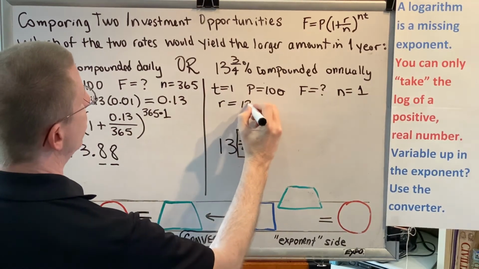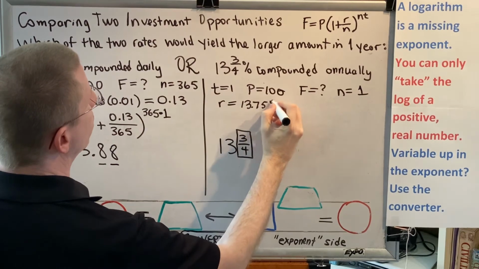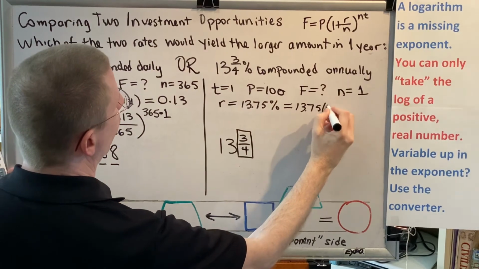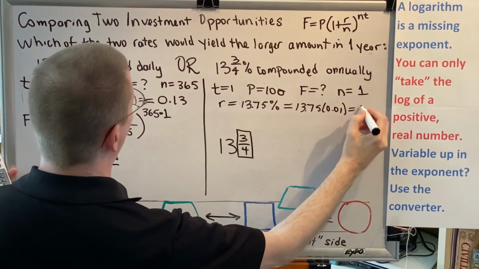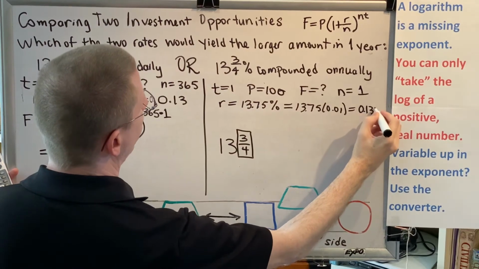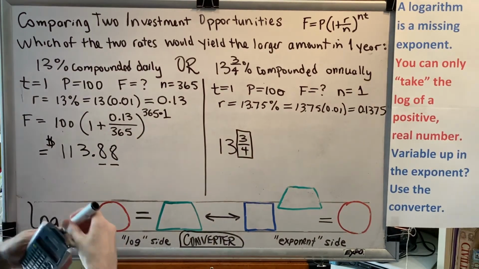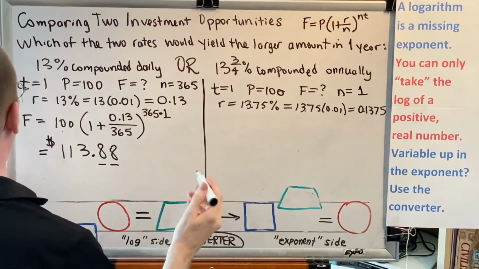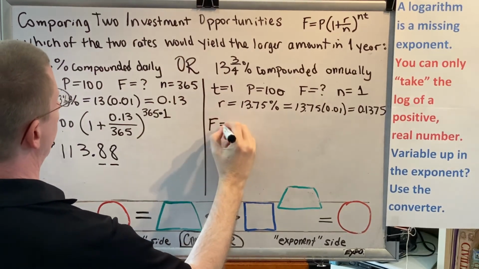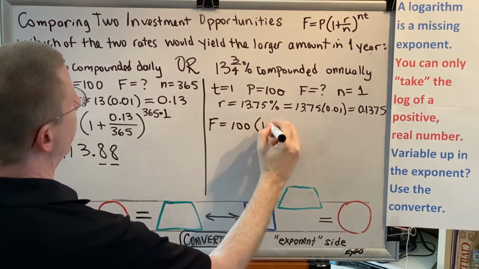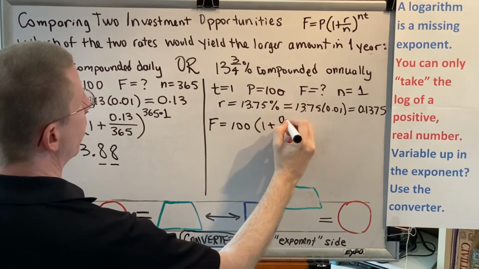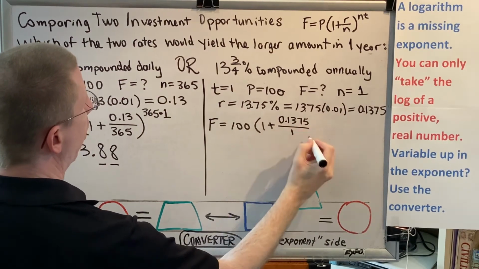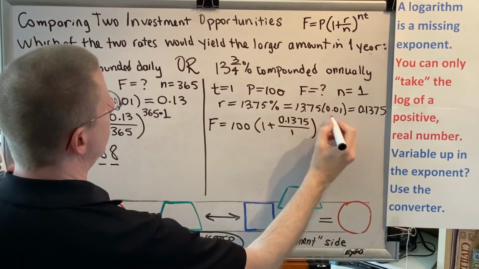So this is 13.75%. And again, the percent symbol is the decimal 0.01. And so the value that we get is 0.1375. We now have everything we need to plug into our formula. So let's do that. F equals 100 times (1 + R, which is 0.1375, divided by N, which is 1), raised to the NT power.